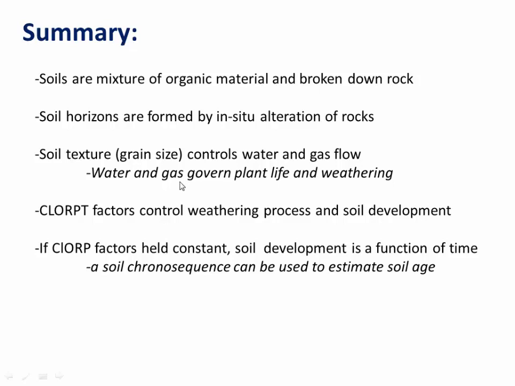On the macro scale, we can think about development of soil in terms of 5 environmental factors: climate, organic processes, relief, parent material, and time, which give us a whole variety of soils all across the world. If we hold the first 4 factors constant and we only vary time, then we may have what's called a soil chronosequence, in which we can use the development of the soil horizons to estimate the age of the soil.